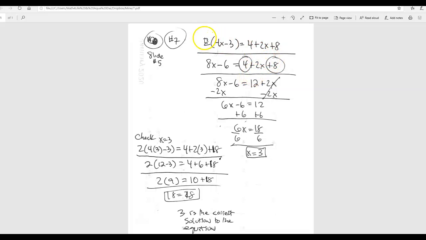So let's go over here. Let's look at the equation. It is 2 times the quantity of 4x minus 3 equals 4 plus 2x plus 8. So that's the original equation. I'm going to use the equation letters to guide this conversation. I'm going to write them down so you can see and know what's happening here, okay?